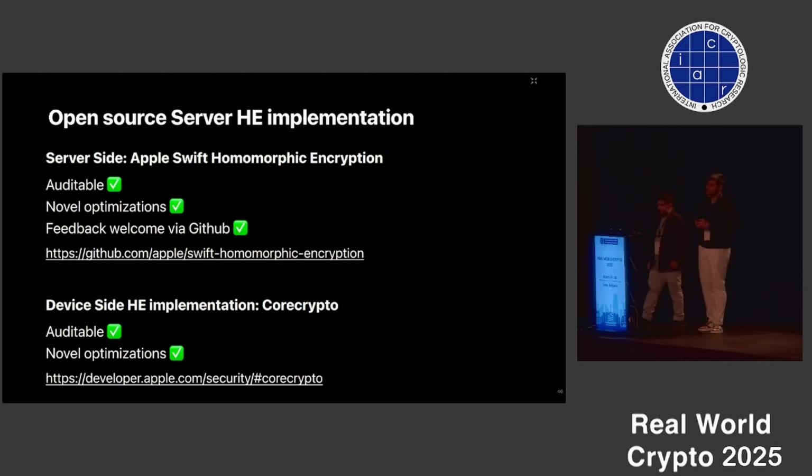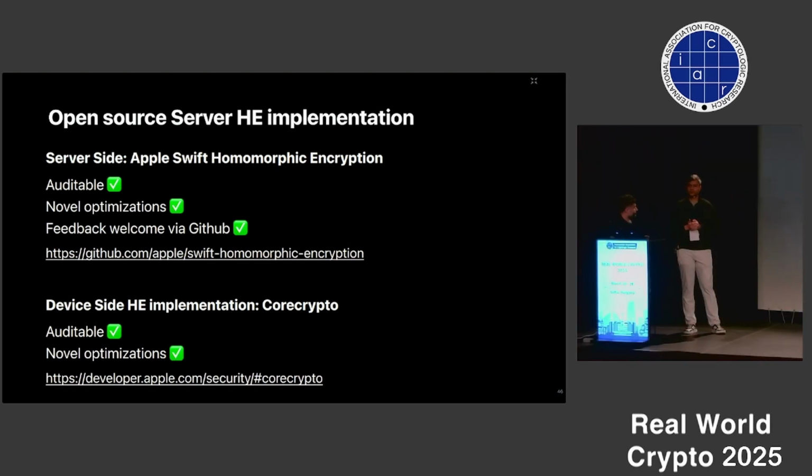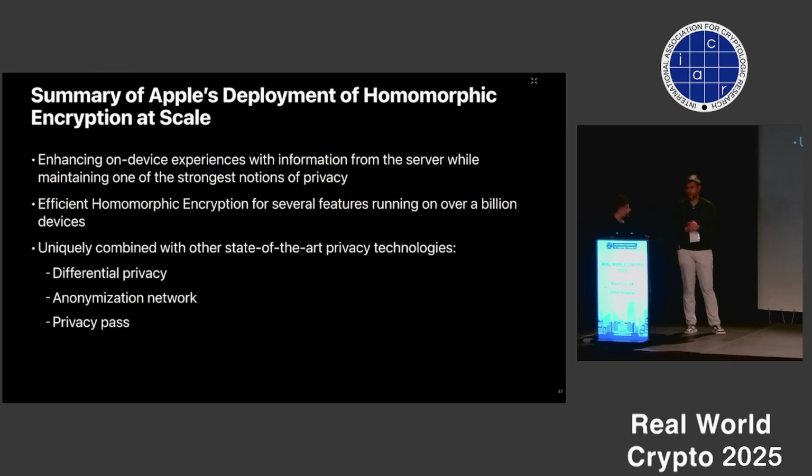So all the optimizations that Haris talked about are open sourced for our server implementation on Apple's GitHub as part of Swift homomorphic encryption. And so it's auditable. These contain all our optimizations, and feedback is absolutely welcome through GitHub. Similarly, on the client side, all our code lives inside Core Crypto. And again, that means it's auditable. It includes all these optimizations, and it's available at developer.apple.com/security.